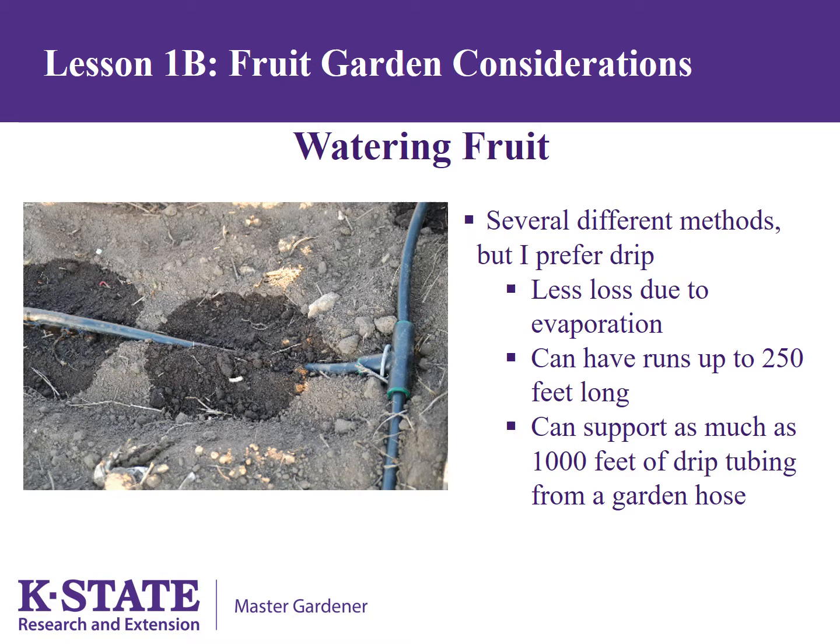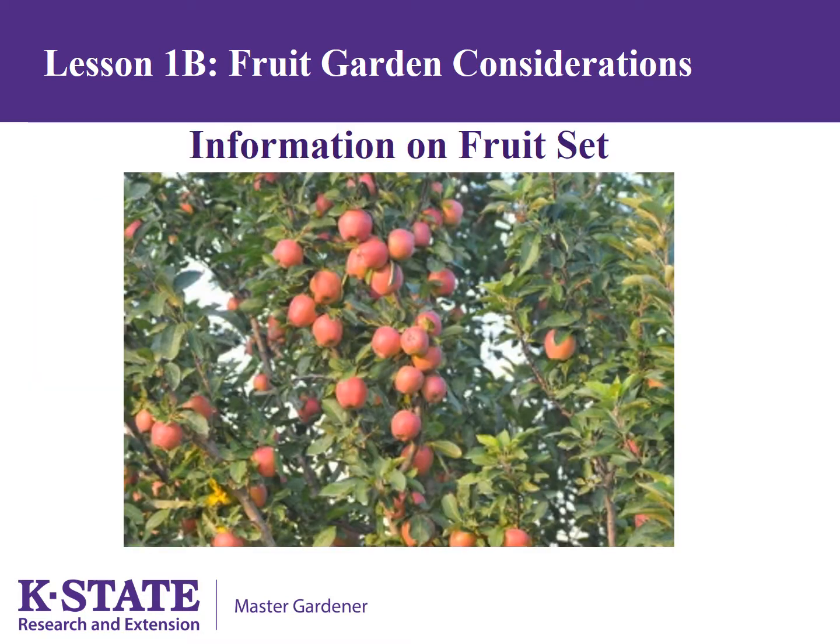There are a number of methods used to irrigate fruit, but I prefer drip irrigation. There is less loss due to evaporation as the water soaks into the soil. Also, only the plants are watered with the aisles remaining dry. Drip irrigation lines can be up to 250 feet long and still maintain uniformity of application, and as much as 1,000 feet of drip tubing can be supported from a garden hose, depending on the spacing of the emitters.